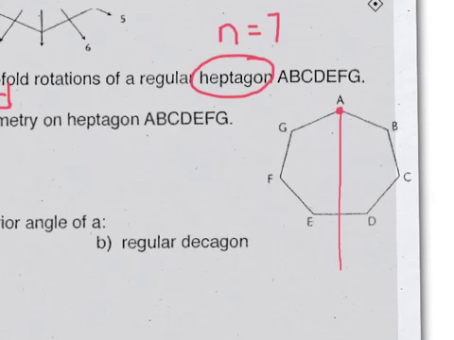Okay, so there's one line of symmetry. I'm going to go from G across to side CD. There's 2 lines of symmetry. I guess I should be drawing these as lines, huh? Line.